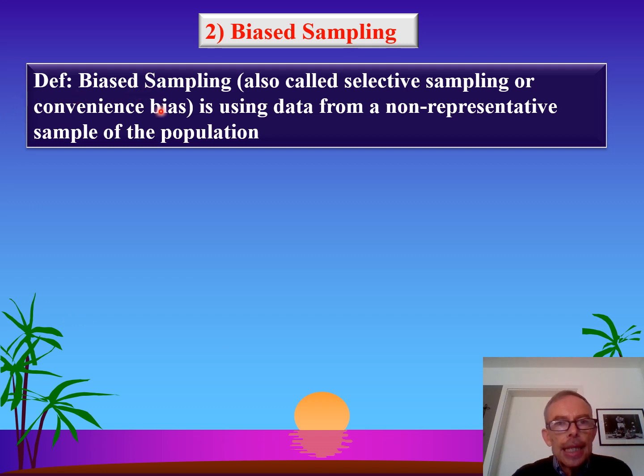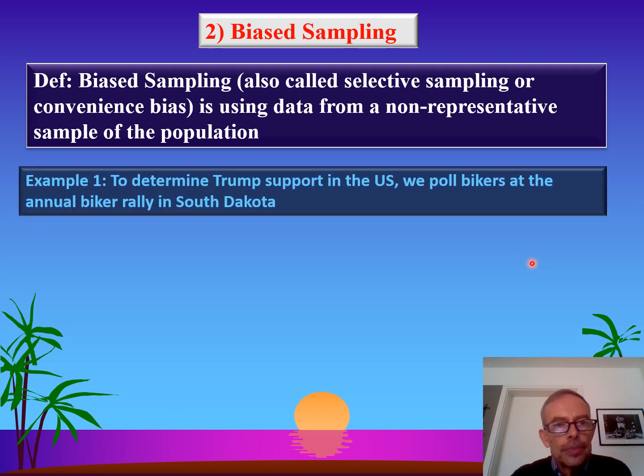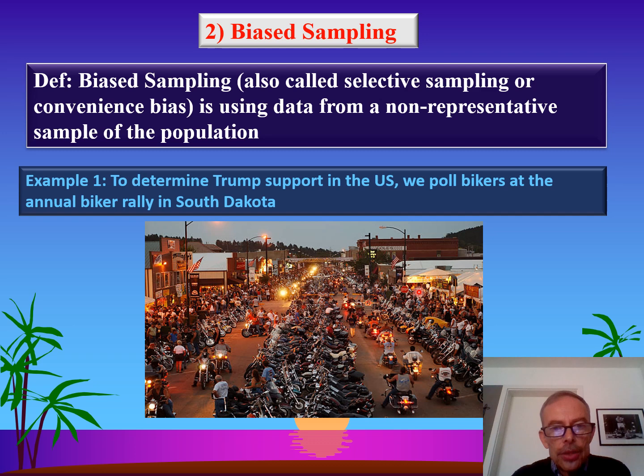Definition: biased sampling, also called selective sampling or convenience bias, is using data from a non-representative sample of the population. Okay, and here's an example. To determine Trump support in the United States, we polled bikers at the annual biker rally in South Dakota. Here's a nice picture, and it's a pretty cool event. There's about 500,000 bikers that come together every summer in South Dakota, and they just celebrate their passion for bikes.